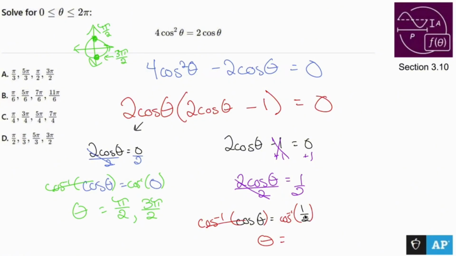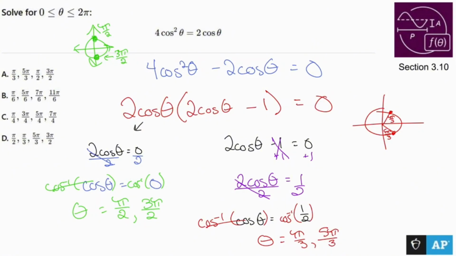What is that asking us? Well, that's asking us what angle gives us an x value of 1/2. Well, that happens twice. It happens right here at pi over 3, and it's going to happen directly underneath it at 5 pi over 3. So you're going to be pi over 3, 5 pi over 3.